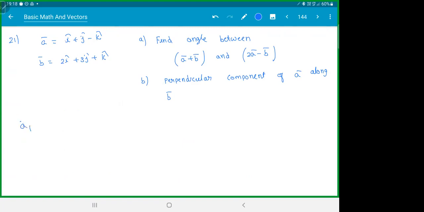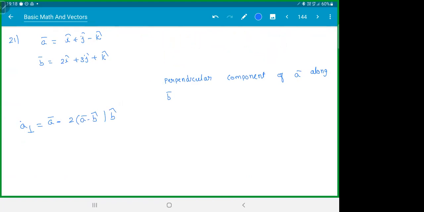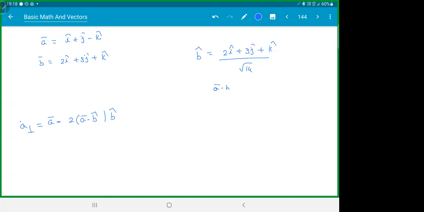So A perpendicular will be A bar minus A bar dot B cap into B cap. So what is B cap here? 2i plus 3j plus k by magnitude will be root 14. Then what is A bar dot B cap? That would be 1 times 2, 2 times 1, 3 times 3, minus 1, by root 14.